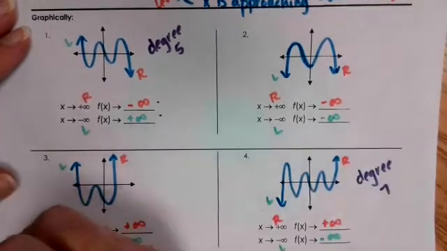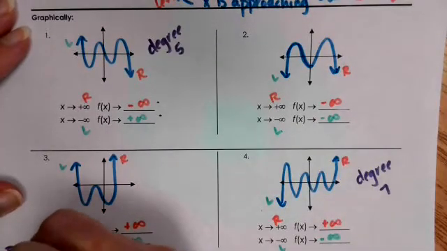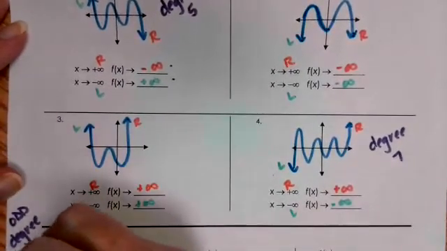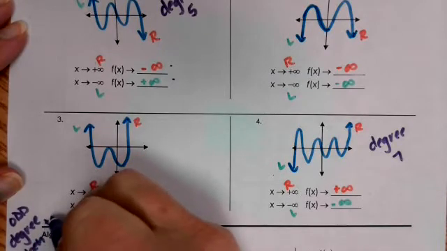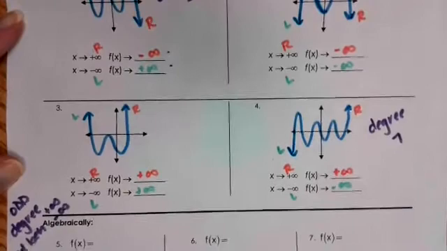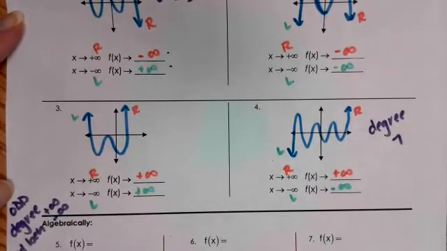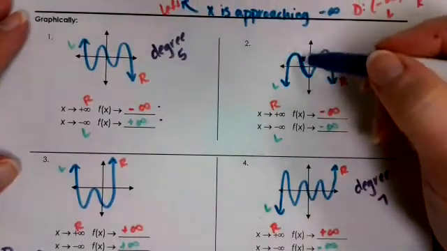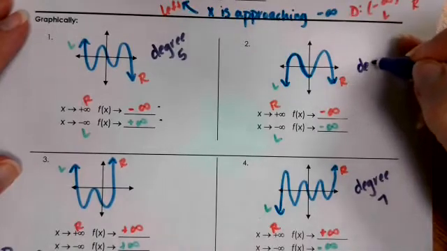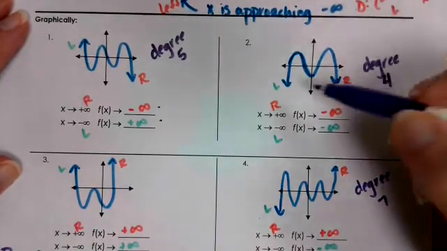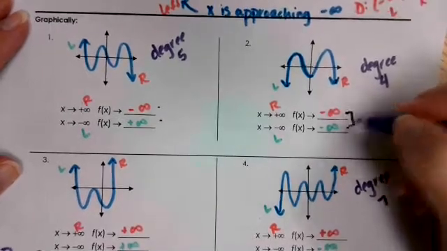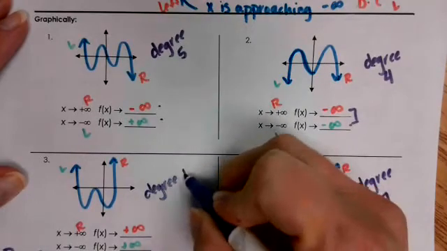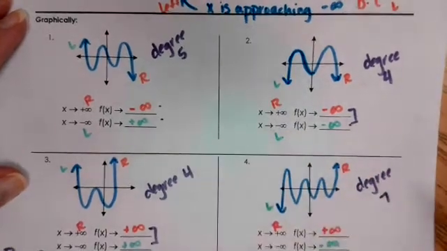Anytime you have an odd degree, the end behavior will use a positive infinity and a negative infinity. You just have to determine which one's which, but you will always use both of them. If I look at my examples for 2 and 3, number 2 has degree 4, 1, 2, 3, 4. And I'm only using negative infinities here. Number 3 also has degree 4. And I'm only using positive infinities.